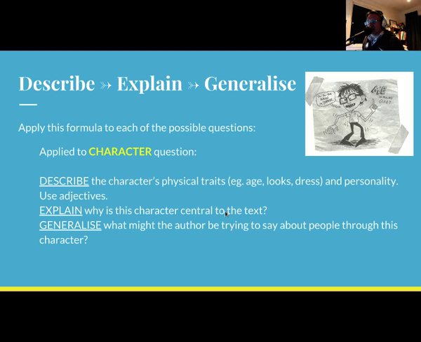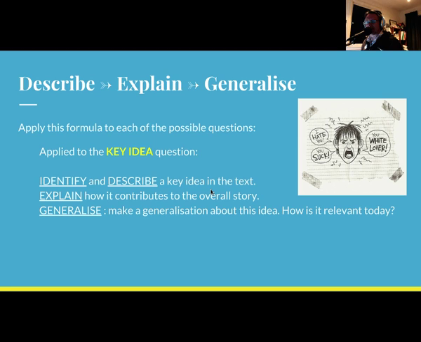Why are they important? And then the next thing you want to do is to generalize a little bit and say, well, what is it that the author is trying to say about people through this character? He's trying to get some message about human beings in general. And if you can think about those three things when you're attacking this question or any of the questions, I think that's a great way to structure a paragraph or to structure your thoughts: to describe, to explain, and to generalize. So I'm going to go through another one, how this might apply to the idea of a key idea.